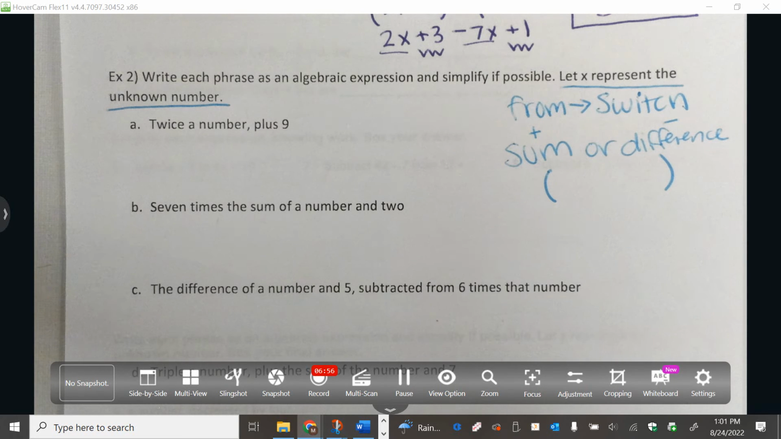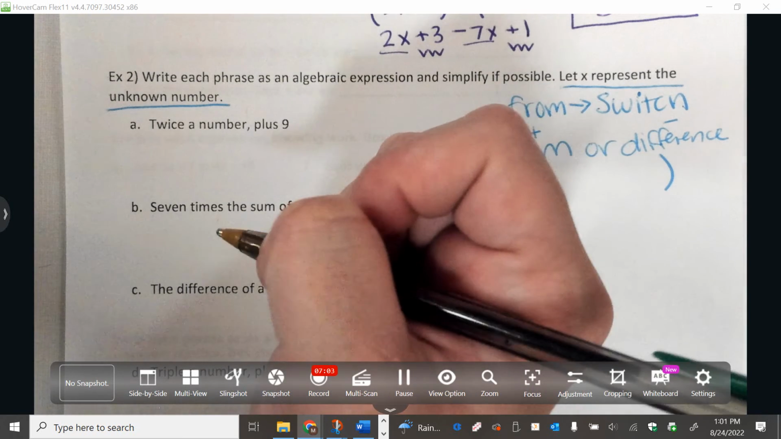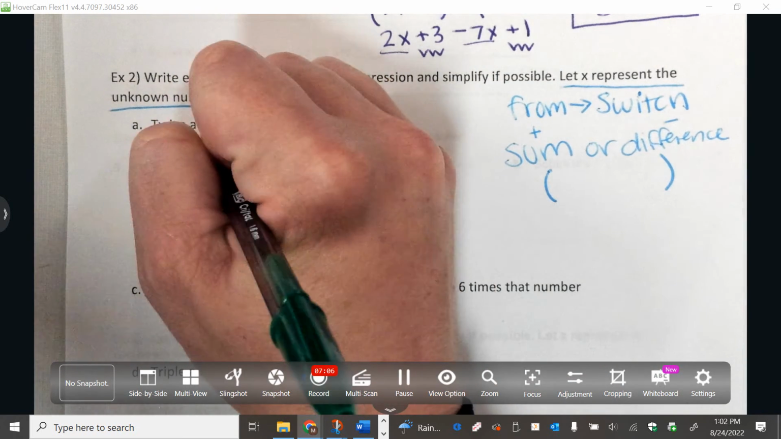Okay, so now let's look at the first one. It says twice a number. What does twice mean? Two what? 2x. 2 times x, right? And then it says plus 9.